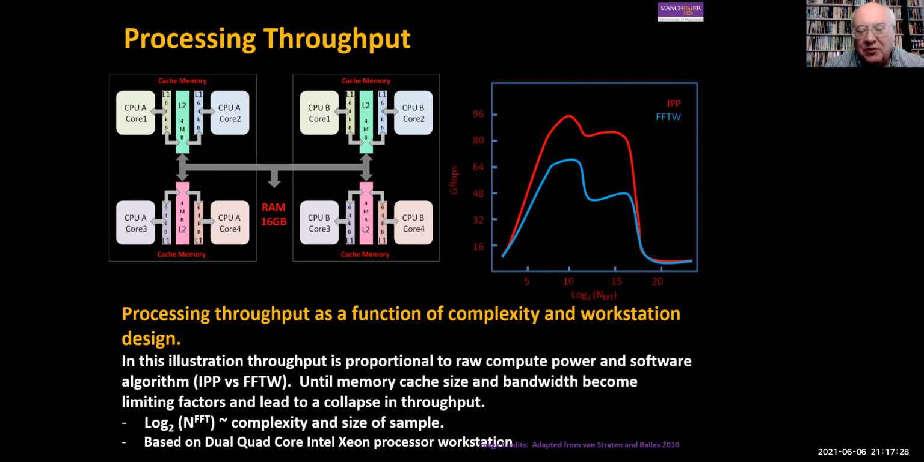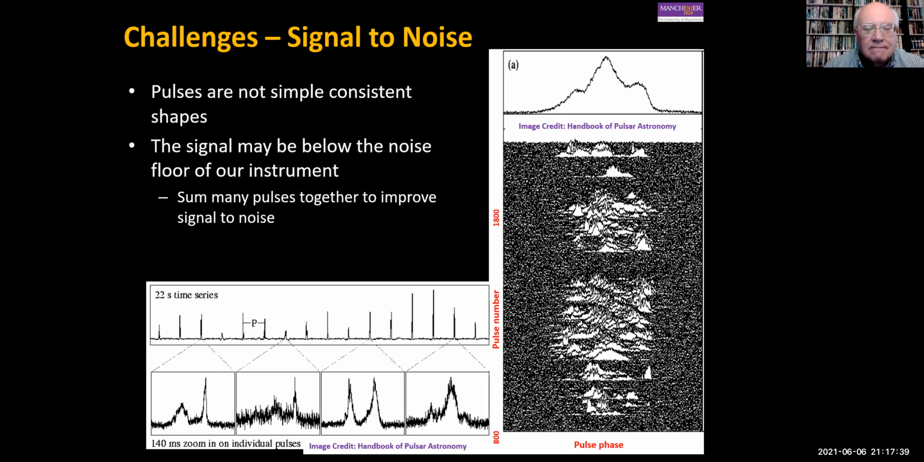The software environment you're working in as well is key to your performance. So let's look at some of the challenges for the pulsar timing system. So we talked about signal to noise. Some of the pulsars are so faint, you can't detect them with a single rotation. You have to add together a very long duration observation.